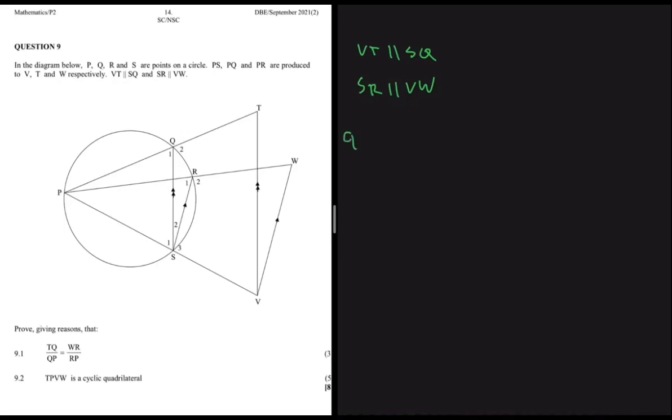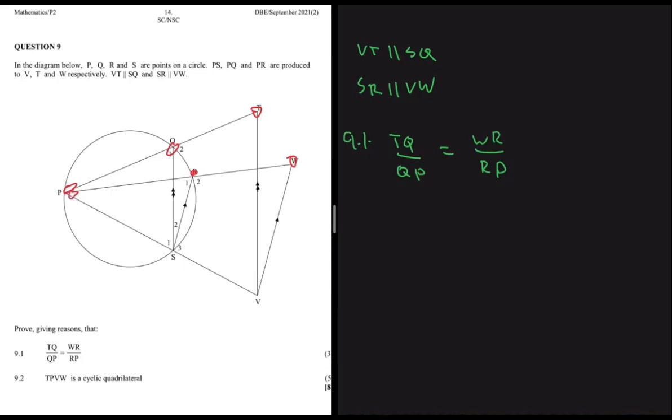So 9.1 says, prove, giving reasons, that TQ divided by QP is equals to WR divided by RP. So where's TQ? So we have TQ here divided by QP being equals to WR divided by RP.